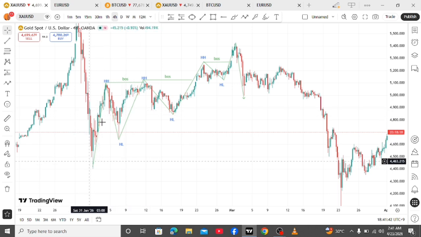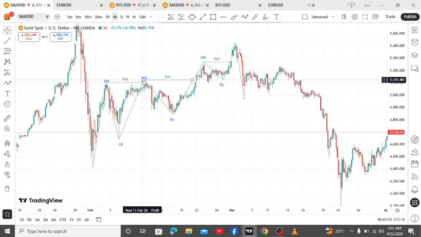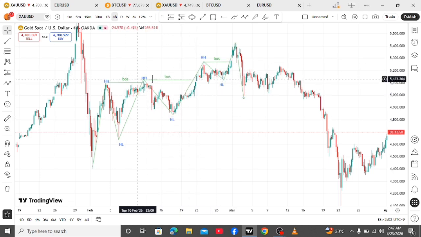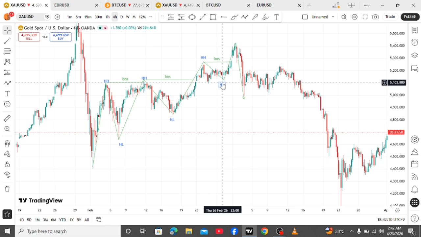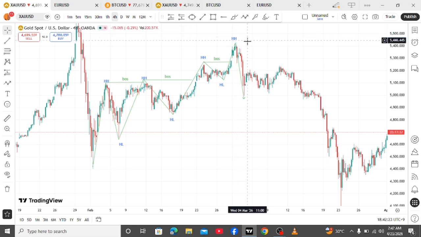So this is your higher high and this is your higher low, and this is your higher high because it caused a break of structure here, and then this is your higher low, and then this is your higher high again, and this is another break of structure. As you can see, this high broke this high, so this is the new high. So here is your higher low, because this low is higher than this low, that's why it's called a higher low. And then this is your higher high here.